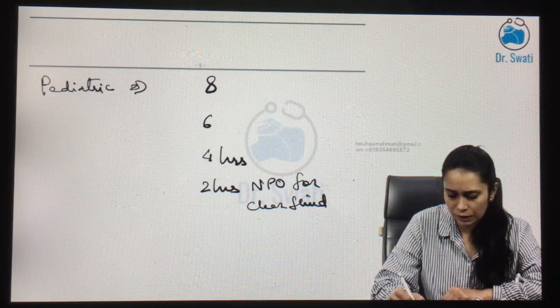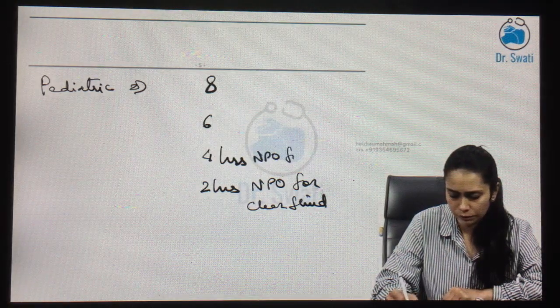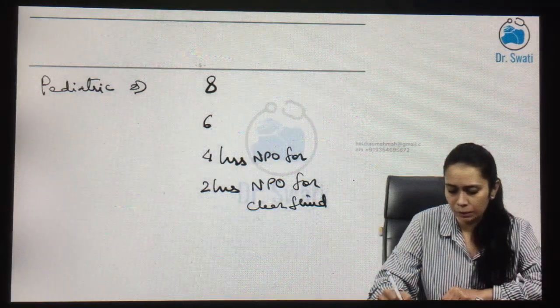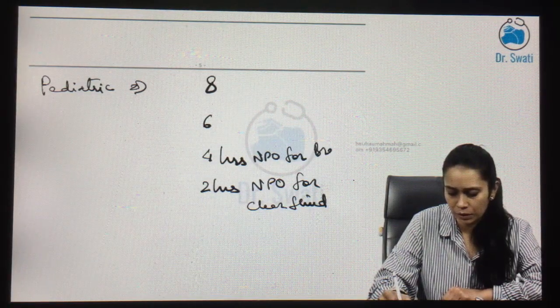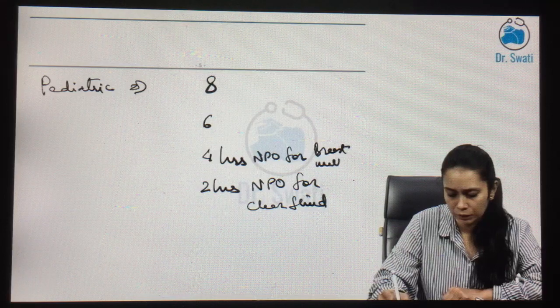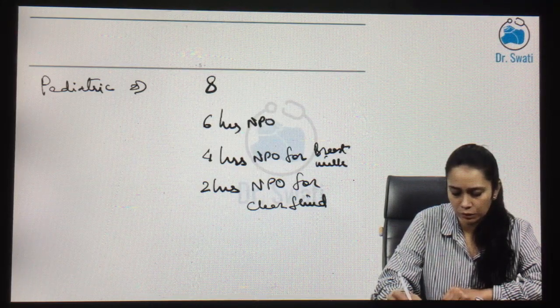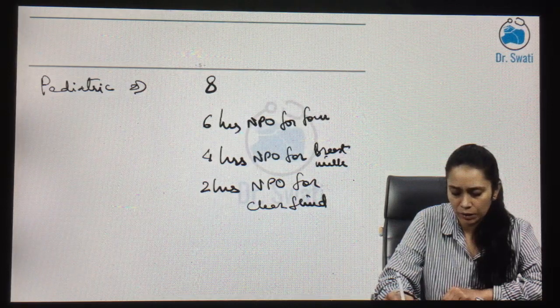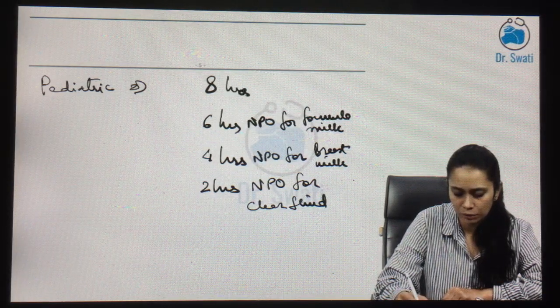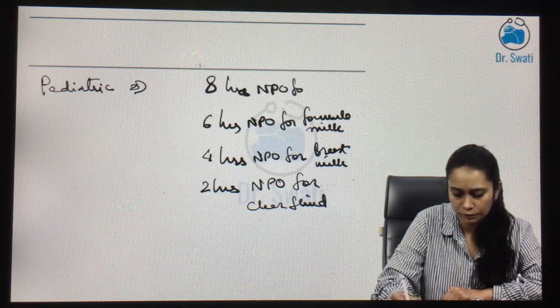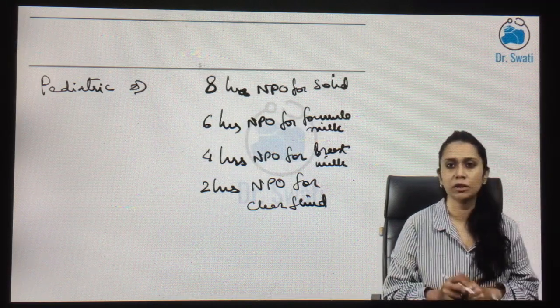4 hours NPO for mother's milk, breast milk. 6 hours NPO for formula milk, outside milk, formula milk. And 8 hours NPO for solid. This is the scene of pediatric.